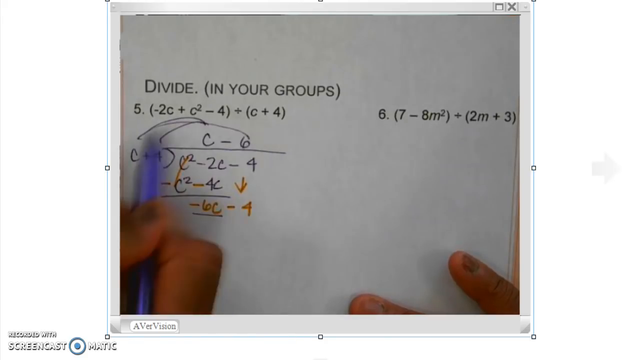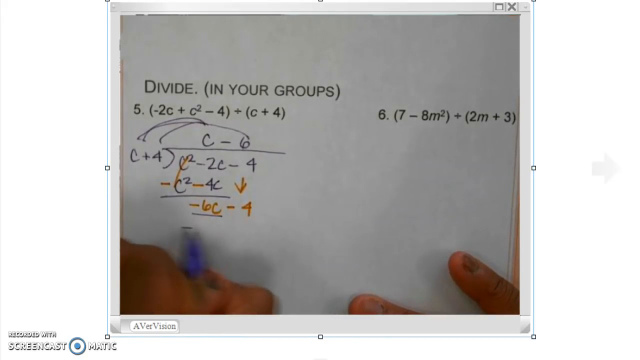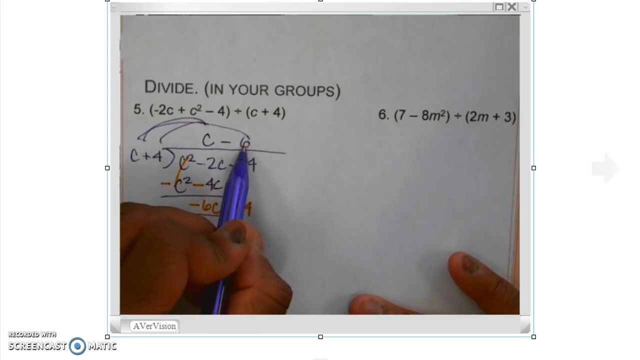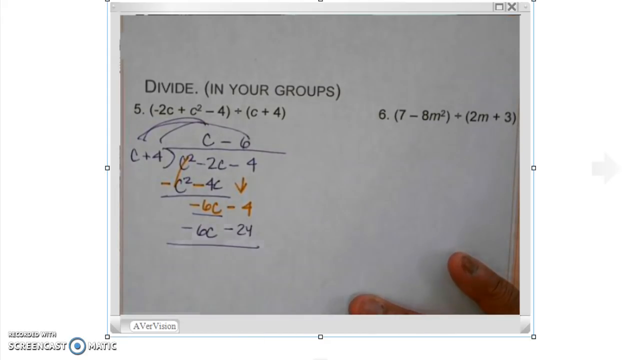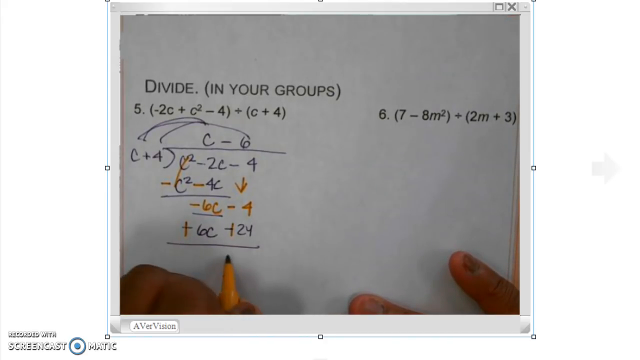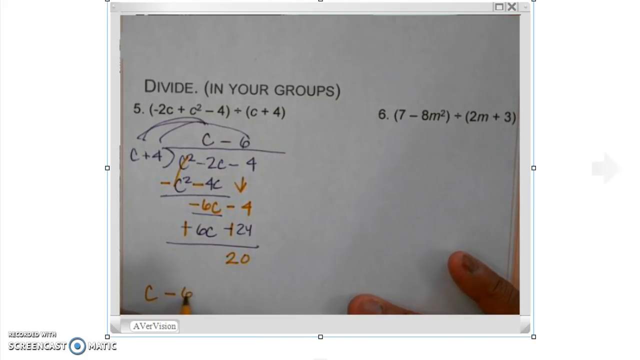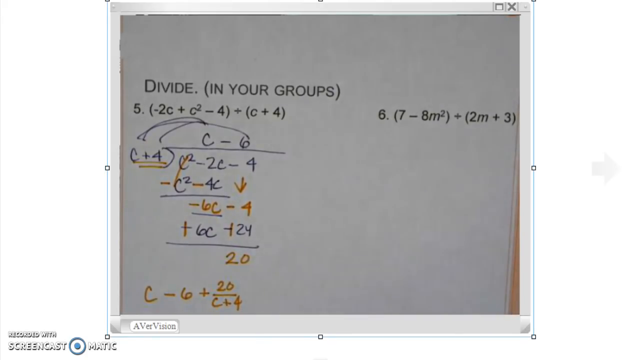Let's multiply again. Negative 6 times c, negative 6c. Negative 6 times 4, negative 24. I have just multiplied. Subtract. And I have 20 left over again. We know how to write that. c minus 6, this is a positive 20, so plus 20 over, back to here. c plus 4. I like it.